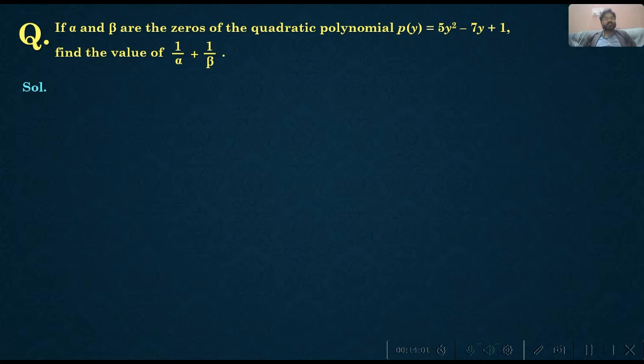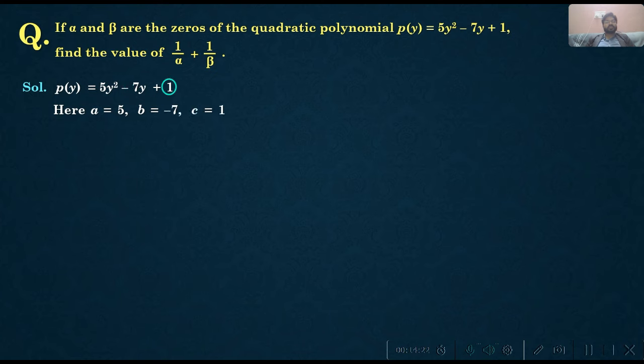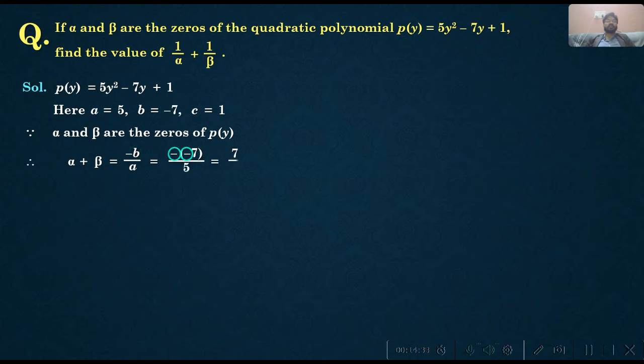So the answer will be minus 27 upon 4. Now next question we have, if alpha and beta are the zeros of the quadratic polynomial p(y) is equals to 5y square minus 7y plus 1, find the value of 1 upon alpha plus 1 upon beta. So here a is 5, b is minus 7, c is 1. So alpha plus beta is equal to minus b by a, that is 7 by 5, and alpha beta is c by a, that is 1 upon 5.